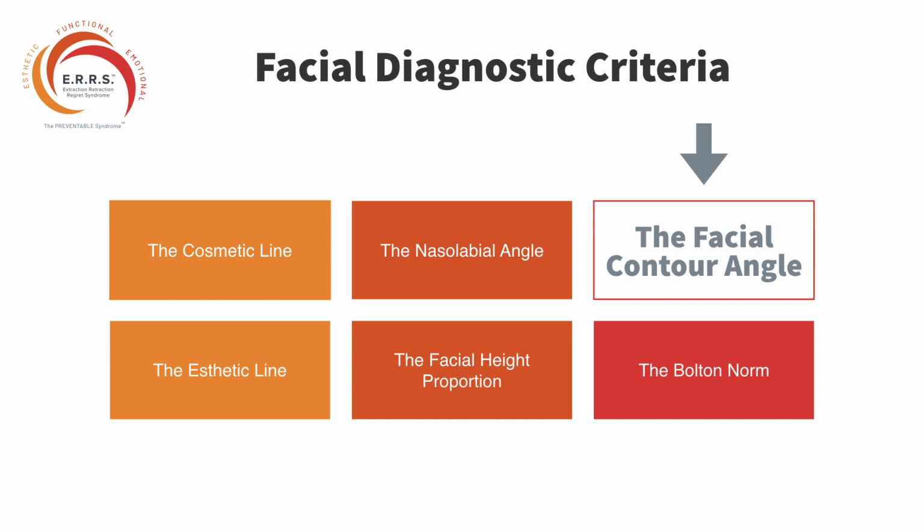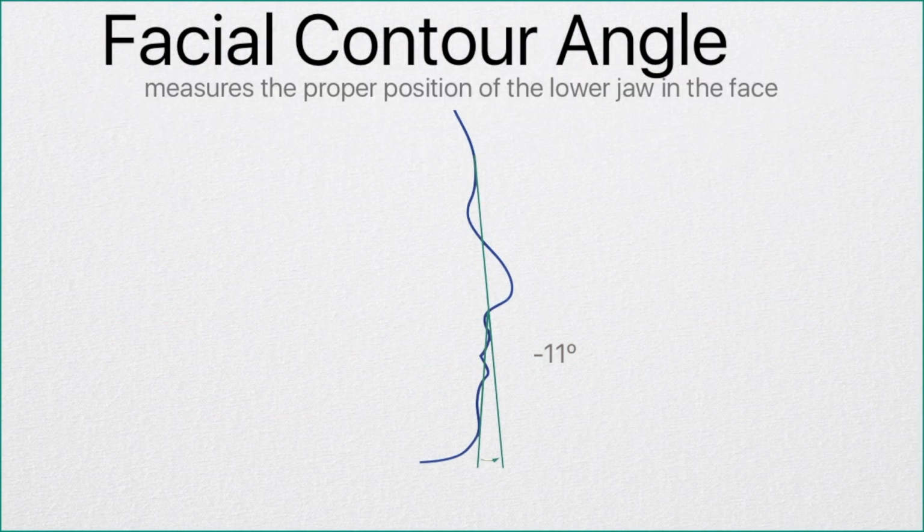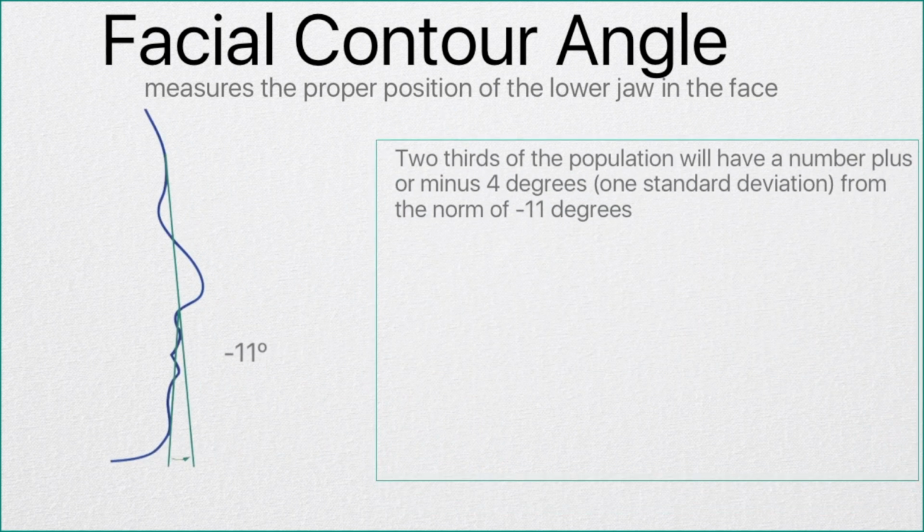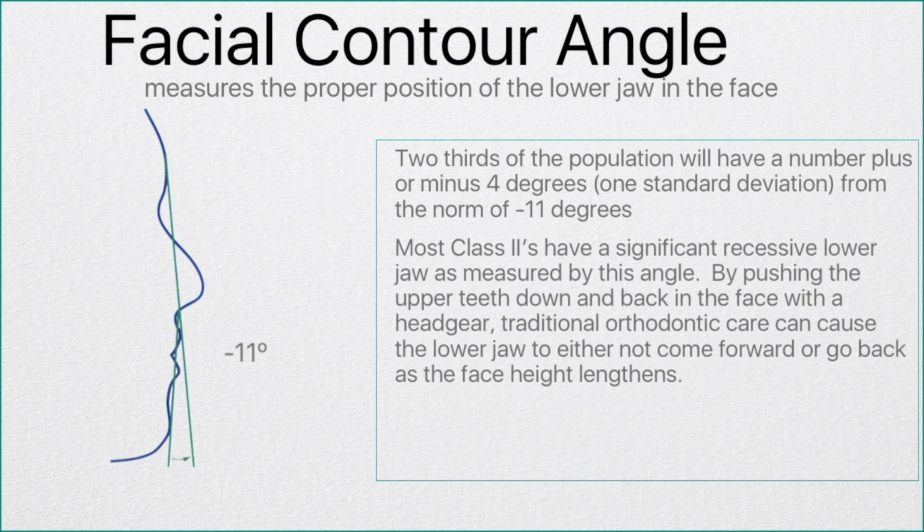Welcome back. This segment is entitled Diagnostic Criteria: Facial Contour Angle. This is the facial contour angle, constructed by drawing a line from glabella through subnasale and extending it, and then a line from subnasale to soft tissue pogonion. That number is minus 11 in a norm, and two-thirds of the population will have a number plus or minus 4 degrees from this number.